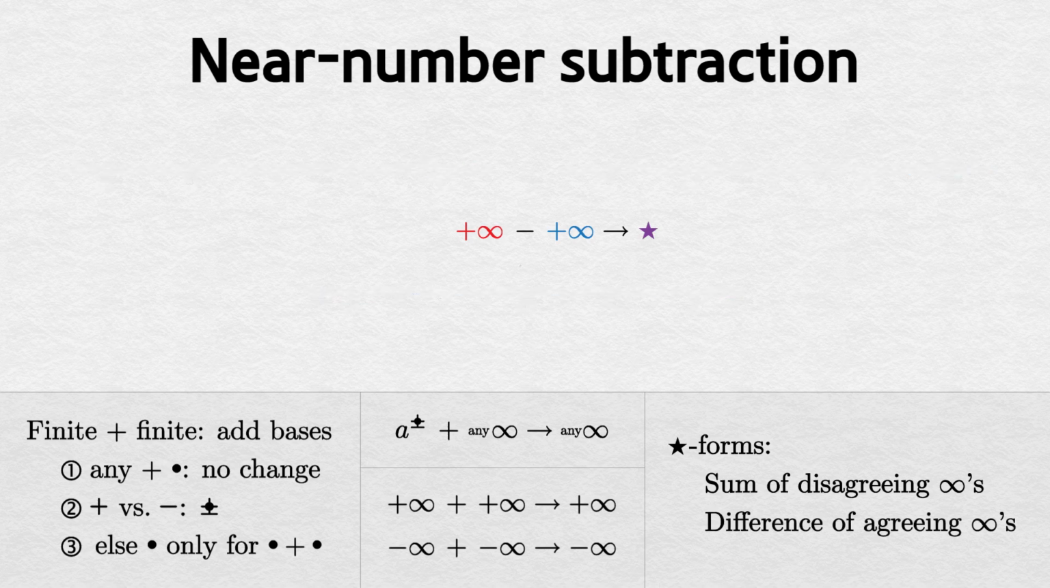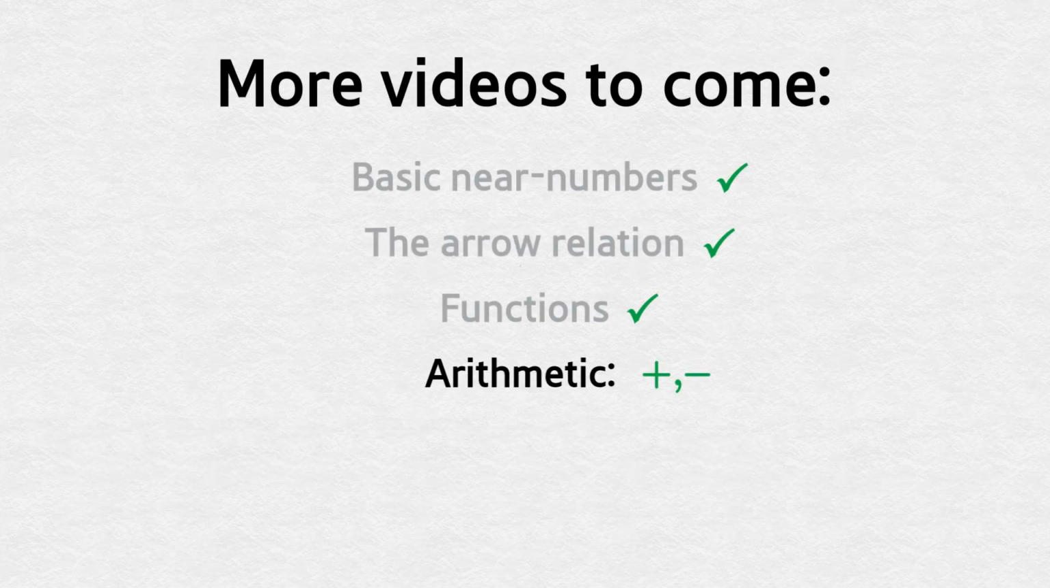Similarly, the rest of the star forms for subtraction arise any time that we have a difference that includes infinities of matching sign opposite one another. Positive infinity minus positive infinity, negative infinity minus negative infinity, and any difference of basic infinite near numbers including positive and negative infinity. With that, we close our introduction to addition and subtraction of near numbers.